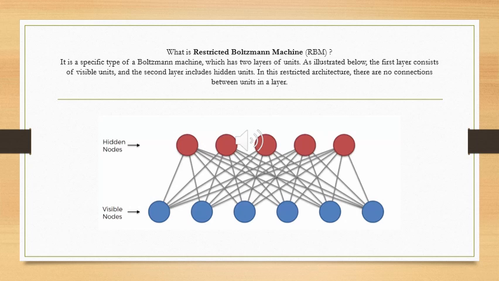So what is the restricted Boltzmann machine? It is a specific type of Boltzmann machine, and it has two layers of units. As in the picture, the first layer consists of the visible units, and the second layer has hidden units. In this restricted architecture, there are no connections between units in the same layer.